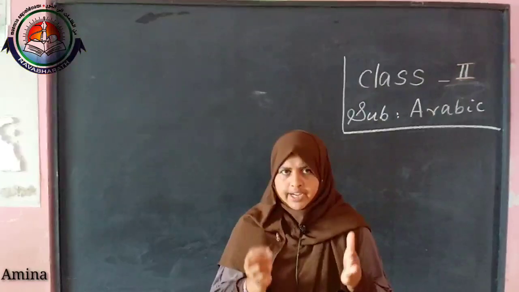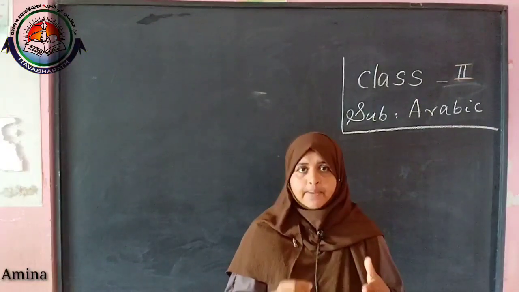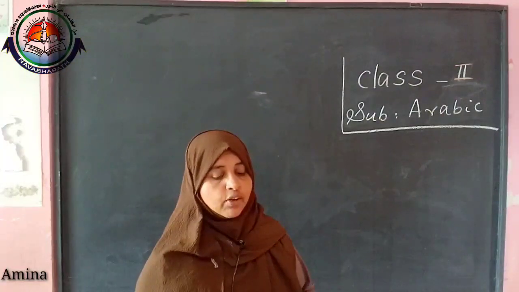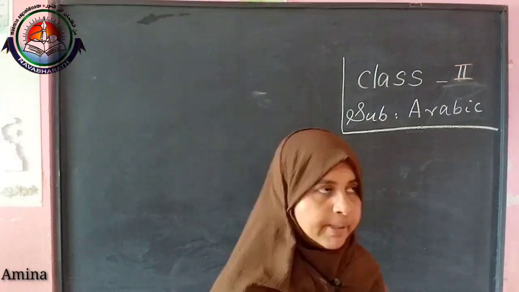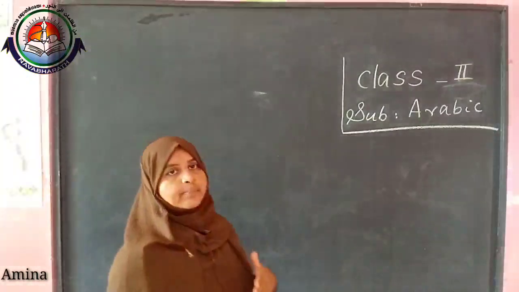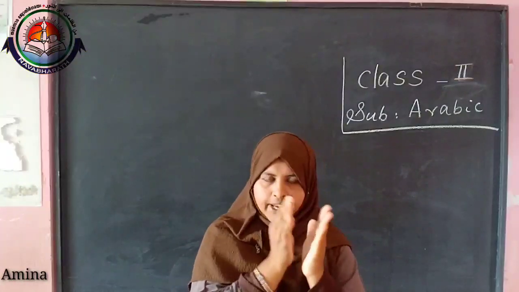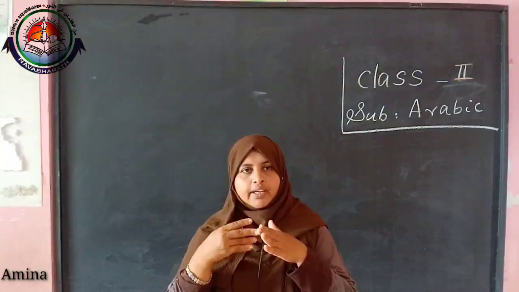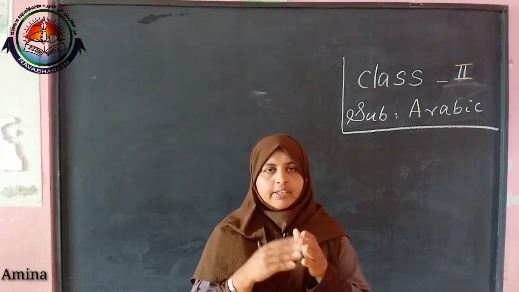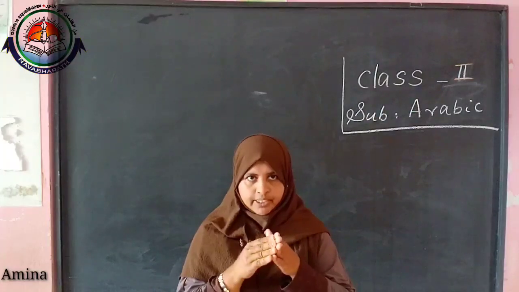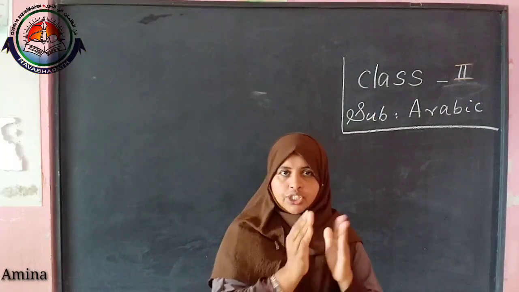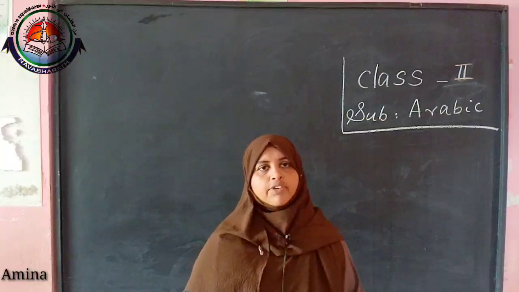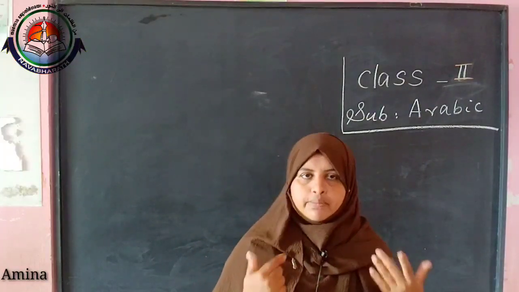Ash-shamsu. If we are writing alone shams, we will write shamsun, double damma. It means tanween, double damma sign. Then, if we are adding alif and lam with that word, that tanween will go away. We can't see tanween. Ash-shamsu, only one damma will be there. Double damma will not be there. Then we can read it ash-shamsu.